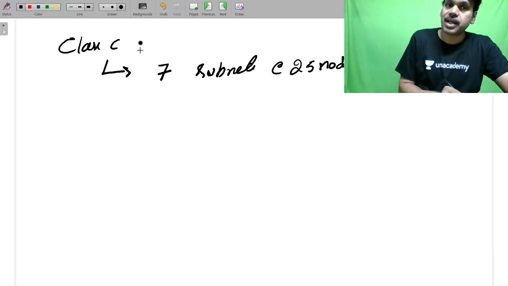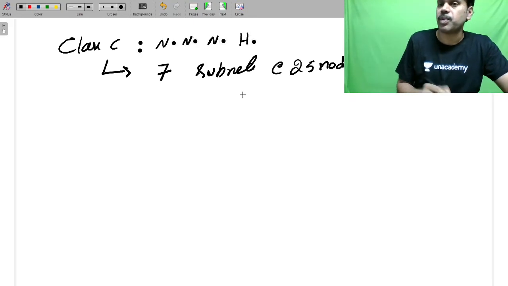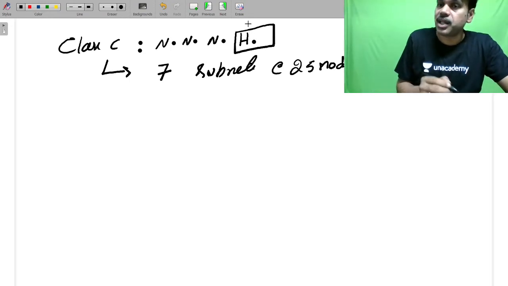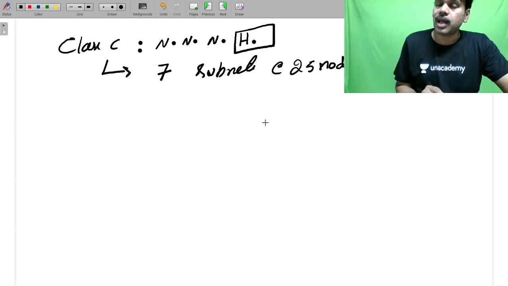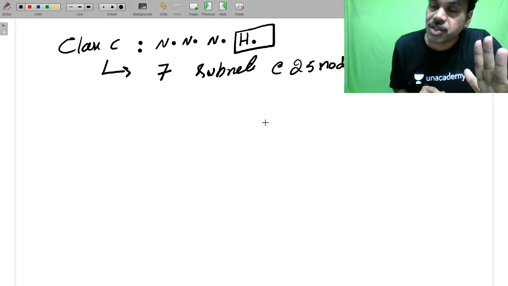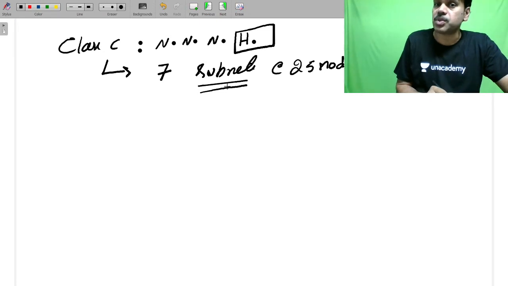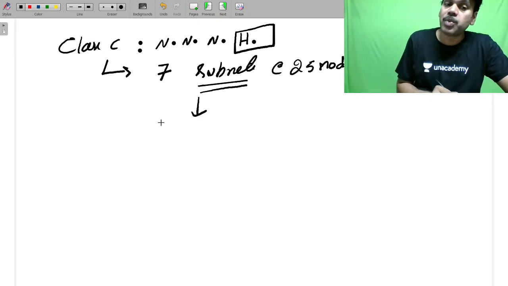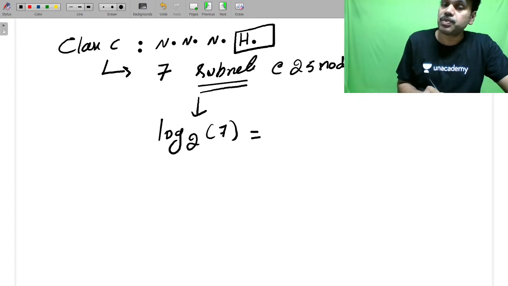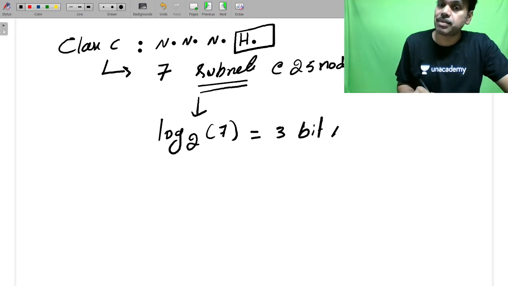If you know, Class C is nothing but the NNNH format. Therefore, my dear friends, the masking of the HID is a concept of subnetting, and the masking of your NID is a concept of supernetting. Here we are trying to manipulate the host part, because he asked us to provide a subnetting concept. So 7 subnets means how many bits do you need for subnetting? 2 power log base 2 of 7, which is nothing but 3-bit subnetting we need.